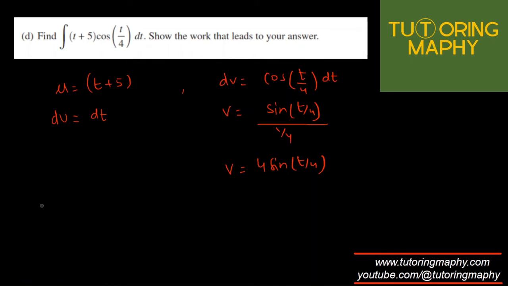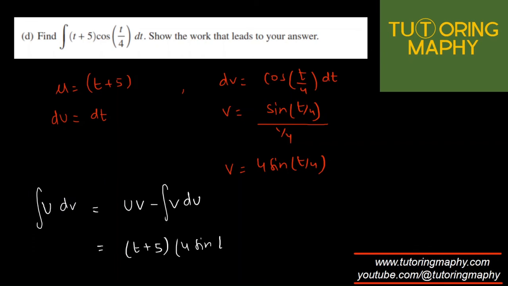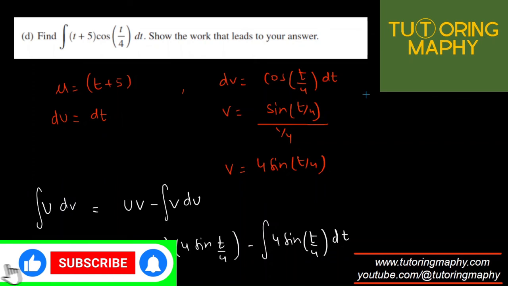So what will be the integration of u dv? Integration is uv minus integration of v du. What is u? It's t plus 5. What is v? 4 sine t over 4, minus integration of v du. What is v? 4 sine t over 4. And what is du? Du is just dt from here. All right, I'm going to continue over on this side.